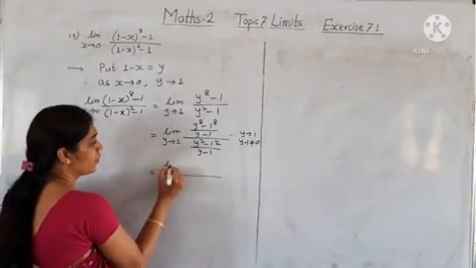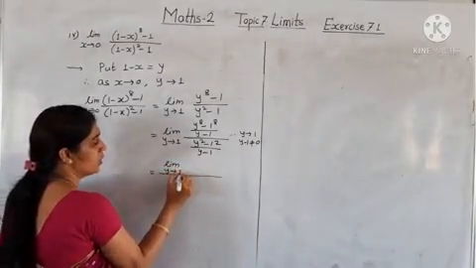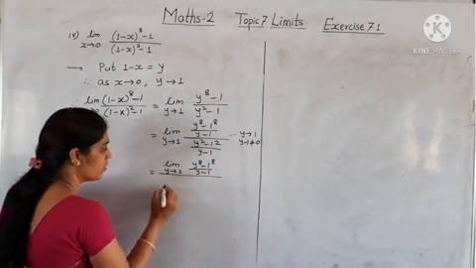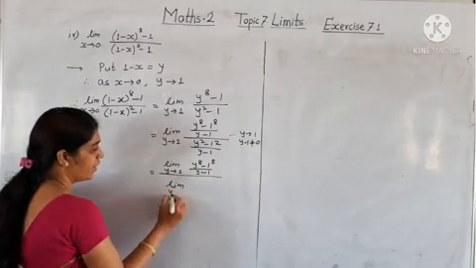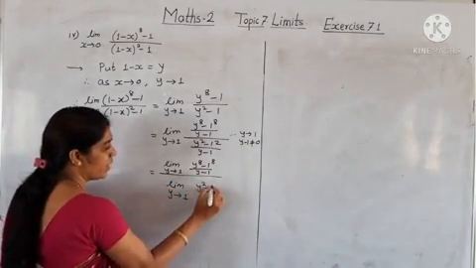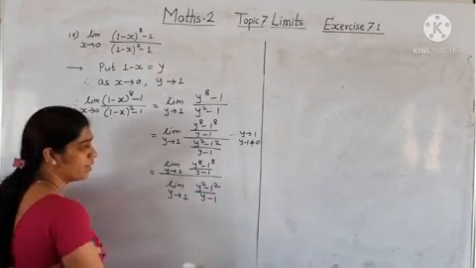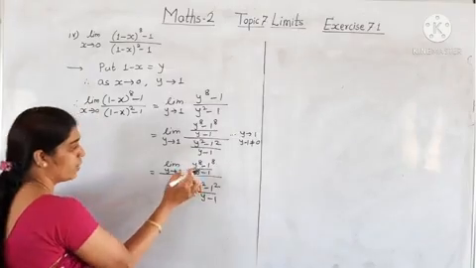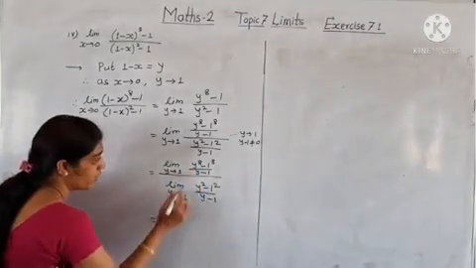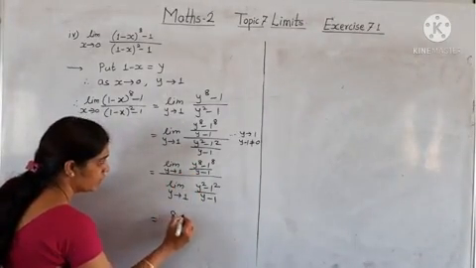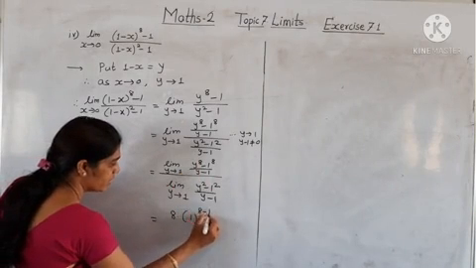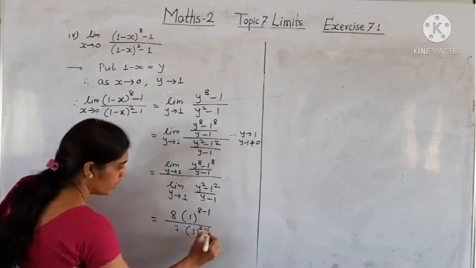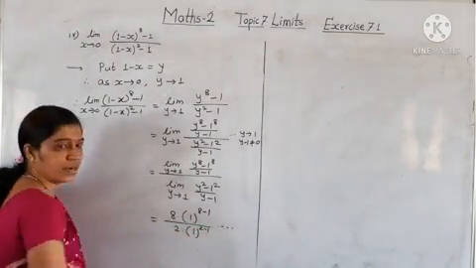Let us separate the limit. Limit y tends to 1, y raised to 8 minus 1 raised to 8 upon y minus 1, upon limit y tends to 1, y squared minus 1 squared upon y minus 1. Now here apply the formula. What is the formula? Numerator becomes n, that is 8 into 1 raised to 8 minus 1, and in the denominator 2 into 1 raised to 2 minus 1. We apply the formula here.